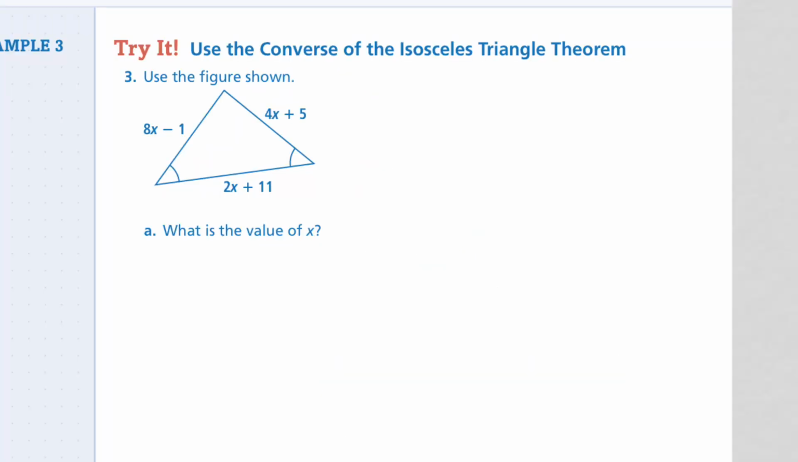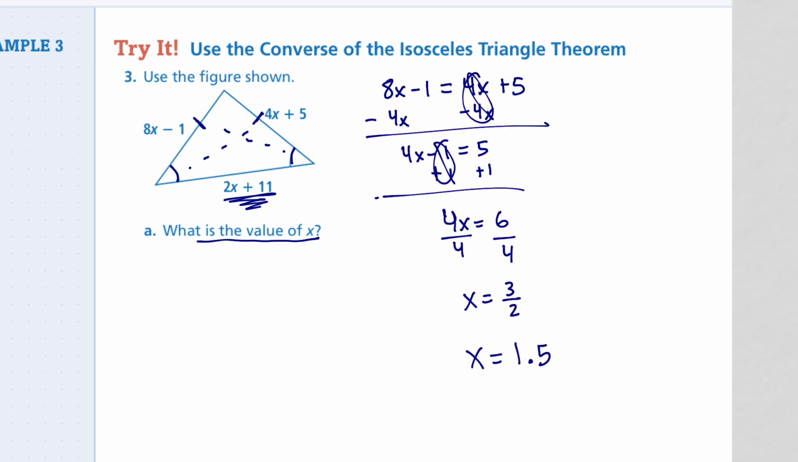In these examples, we're going to be using the converse. So I know that if the base angles are congruent, then the opposite sides are going to be congruent. So my first equation would be 8x minus 1 is going to be equal to 4x plus 9. The problem is only asking me to find the value of x, so I'm not going to need this piece of information. Go ahead and solve for x. Okay, so once we follow inverse operations, we end up with x is equal to 1.5.